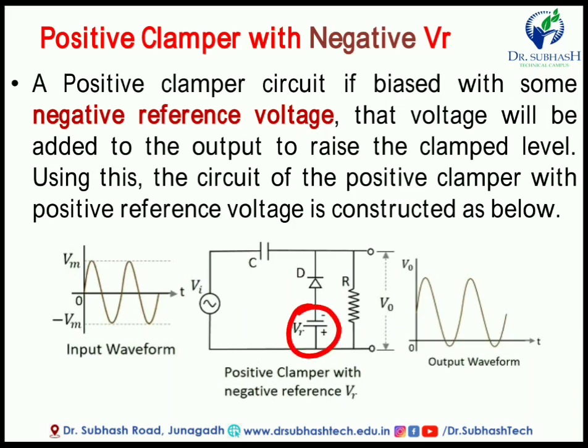If we increase the VR value, then you get a waveform like this, which means below this line you can increase the waveform using this reference voltage. So friends, this one is the positive clamper with negative VR, meaning the reference voltage is negative.